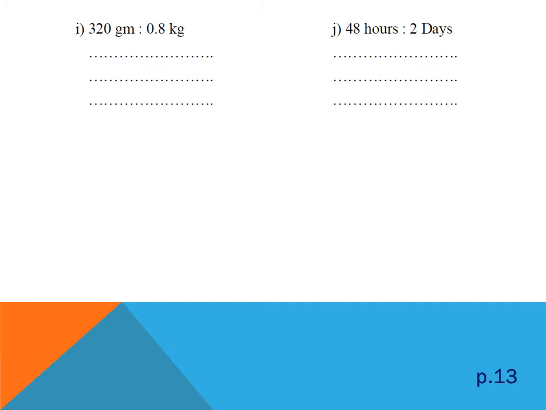320 gram to 0.8 kilogram. Here we have a ratio between gram and kilogram, but ratio must have the same unit. You must convert the big unit, which is kilogram. Convert kilogram to gram by multiplying it by 1000. 0.8 times 1000. Okay, rewrite 320 gram as it is and multiply 0.8 by 1000 equals 800 gram. Now we have the same unit. You must cancel the unit because ratio has no unit. Then start to simplify 320 and 800.